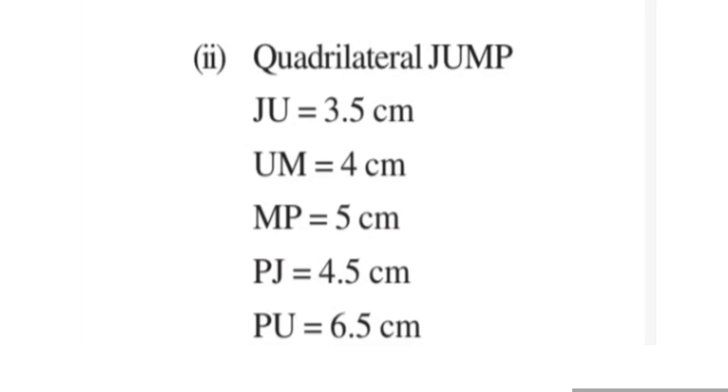The quadrilateral name is JUMP. JU is given 3.5 centimeter, UM is given 4 centimeter, MP is given 5 centimeter, PJ is given 4.5 centimeter and PU is given 6.5 centimeter.